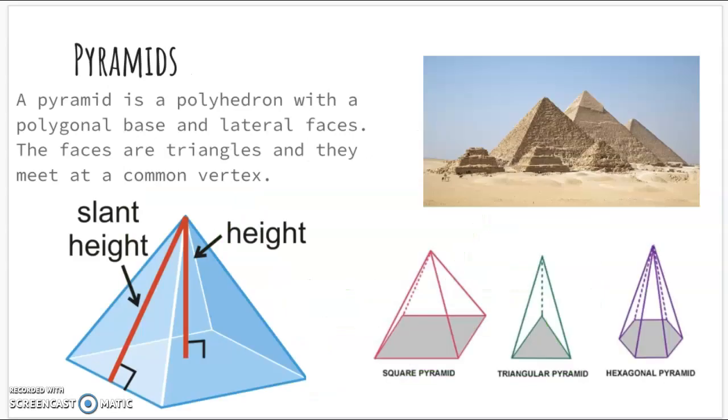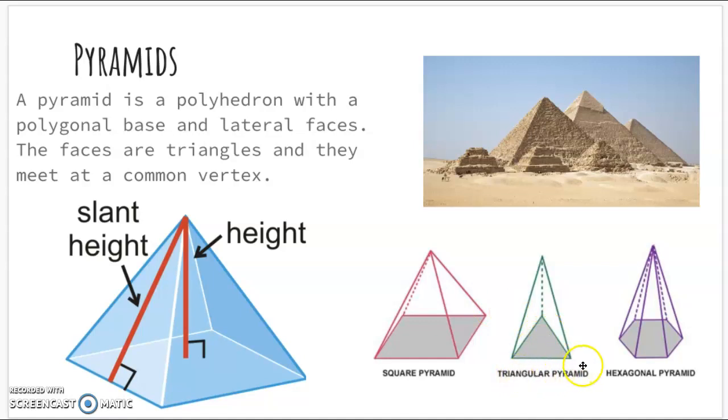All right, so pyramids. A pyramid is a polyhedron with a polygonal base and lateral faces. The faces are triangles and they meet at a common vertex. Okay, so we could have a square pyramid, meaning that you have a square base, right? It meets at a vertex and you have four triangular faces. Okay, that would all be congruent in this case.